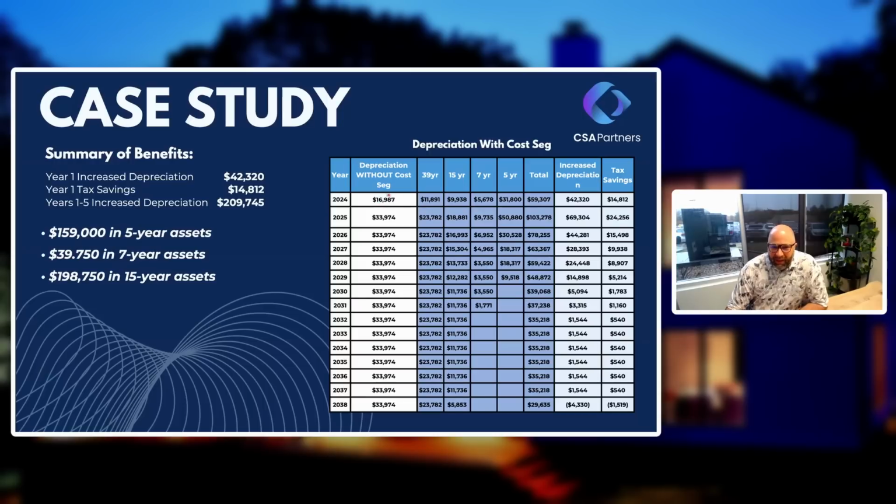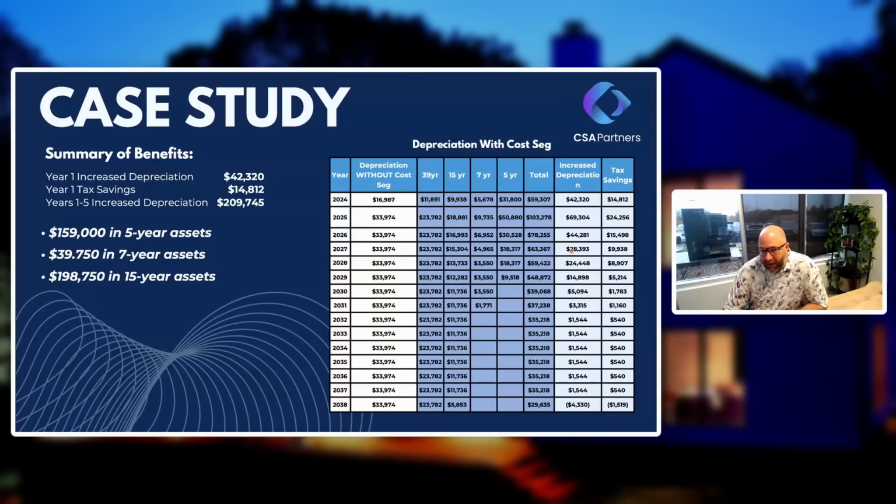So in year one, now year one's unique because this is partial year of ownership. And so we've got 16,000. We only owned the building for about half the year. So we've got a $16,000 write-off in year one. But when we did a cost seg study, we now have a $59,000 write-off. In year two, which is our first full year of ownership, instead of a $33,000 write-off, we now have a $69,000 write-off. And you can see it's not until about year 2027, it looks like, where we're actually getting slightly less.